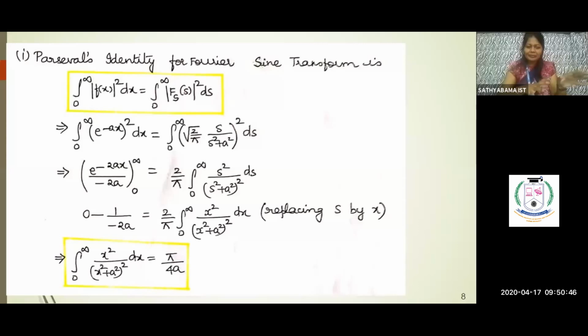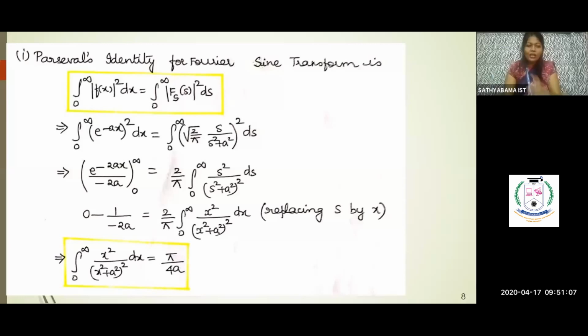What happens to the right hand side? 2 by pi is a constant. I can take it outside. What am I left with? s square by s square plus a square the whole square. Now this integral is exactly what we want. The only difference is in the question I have x. So I simply replace s by x. That's perfectly allowed because it's only a dummy variable. Replace s by x on the right hand side.